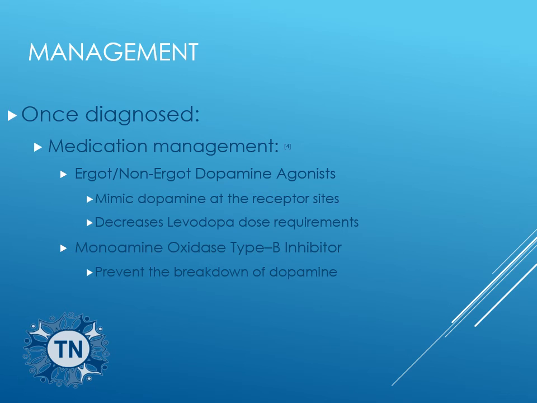The next medication class includes the monoamine oxidase type B inhibitors. These get into the blood-brain barrier and actually prevent the breakdown of dopamine so that more is available for use.